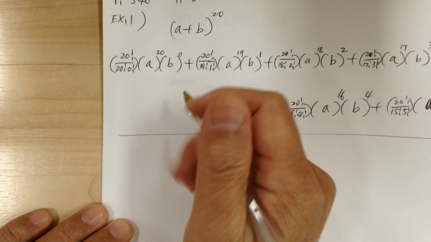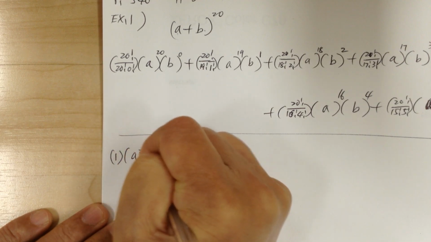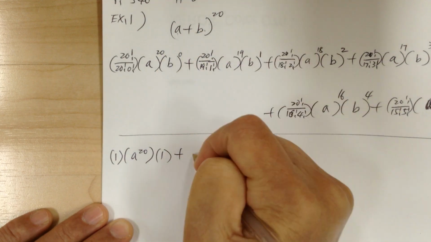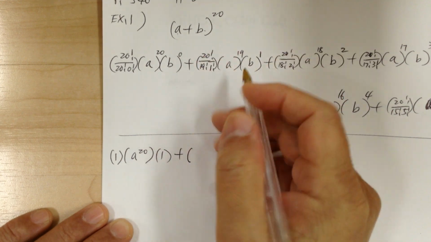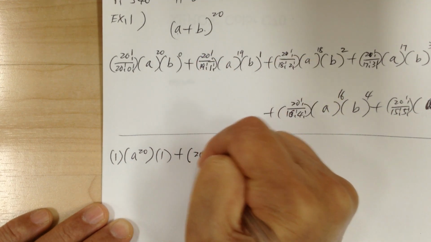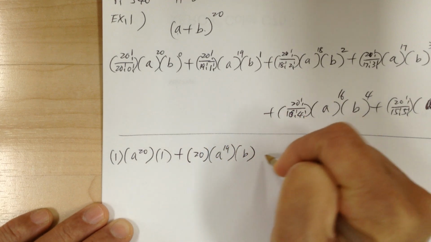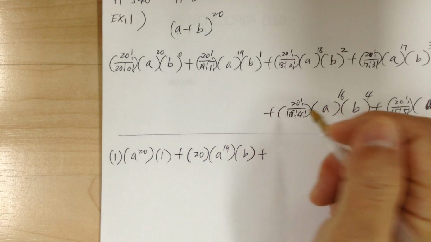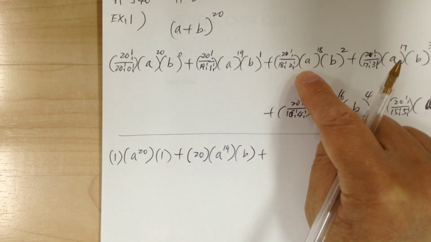So this will give you 1 times a to the 20, and b to the 0 is 1. Again, we want to simplify each parentheses. So this will give you 20, and this would be a to the 19 and b to the 1. And the next one, again, you can use a calculator to figure it out.